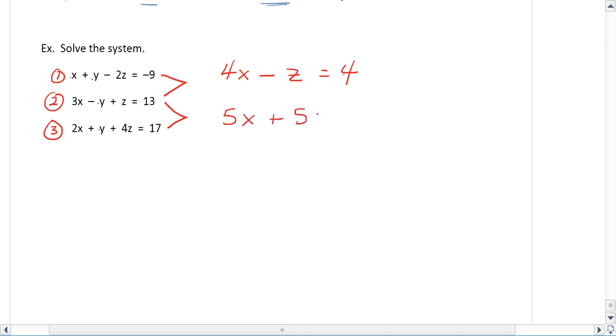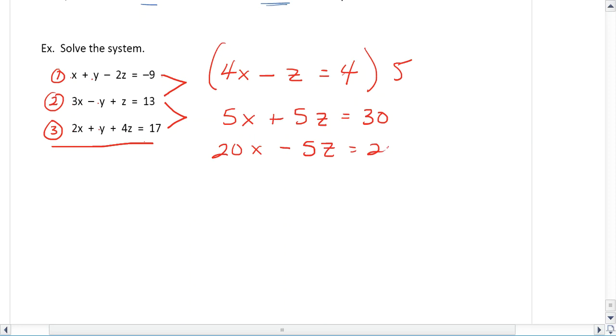And after I have done so, what I have succeeded in doing is going from 3 equations and 3 variables here down to 2 equations and 2 variables, and now you can proceed as normal, just like you did previously in this chapter. I'm going to multiply this top one by 5 and have the z's cancel. So I'm going to write that there. I have 20x minus 5z equals 20. So now when I add these, I have 25x equals 50. Therefore, x is 2.